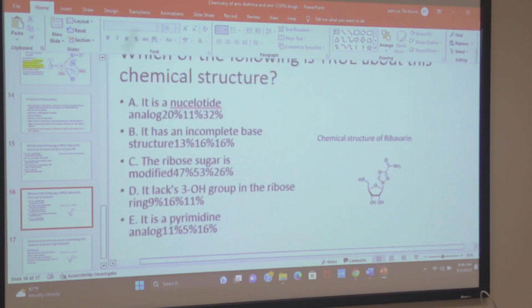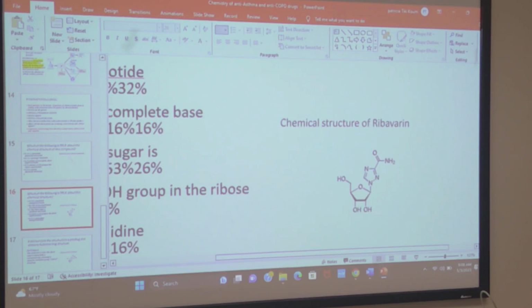The chemical structure given was ribavirin. Doesn't have a base. Is it complete or incomplete? Incomplete base. Does it have a ribose sugar? Yes, it does have a ribose sugar. Does it have a 3' hydroxyl group in the ribose sugar? Yes, I'm sorry, here. This has a ribose sugar.